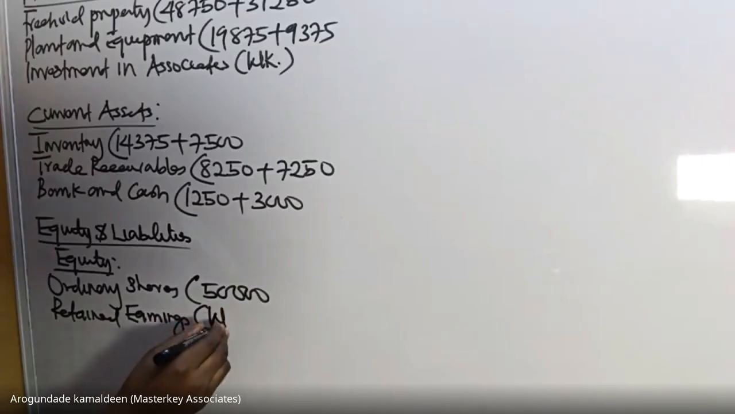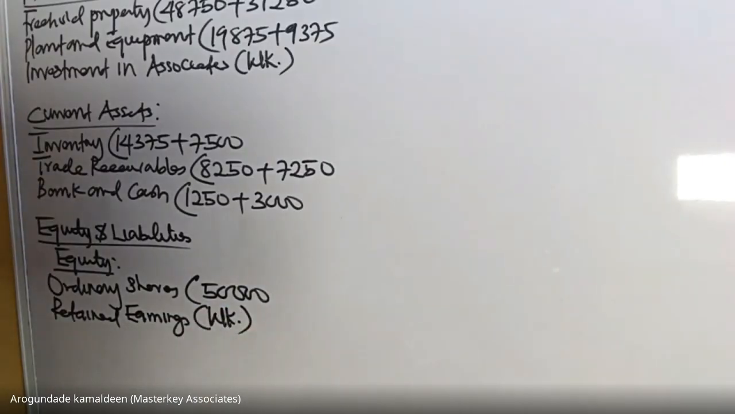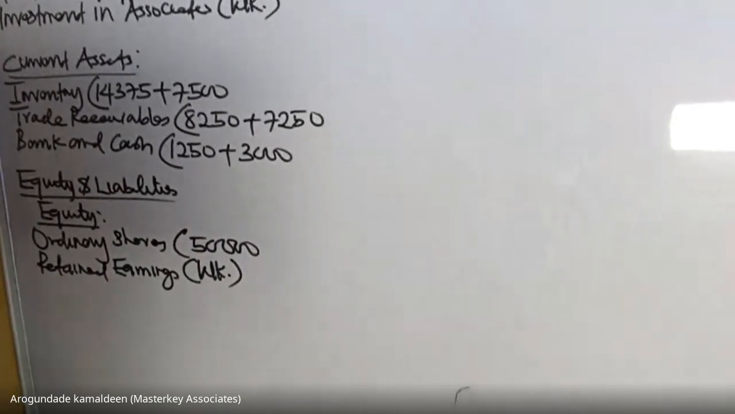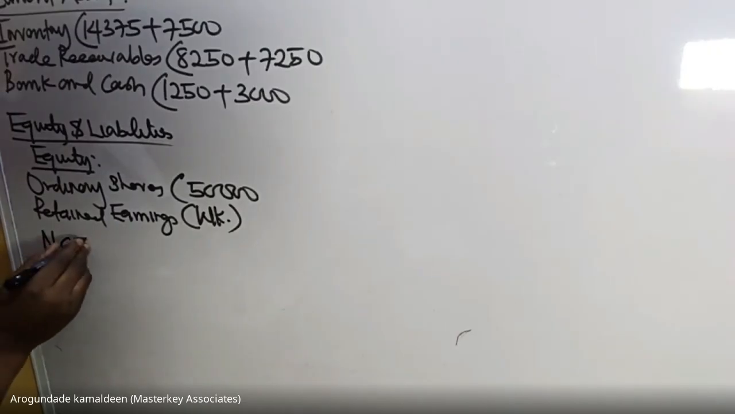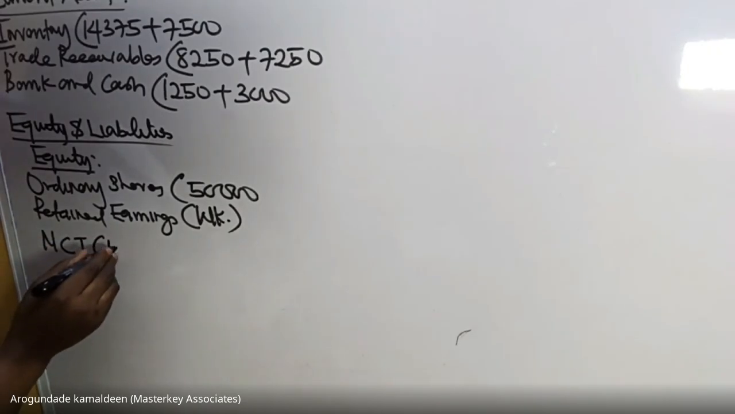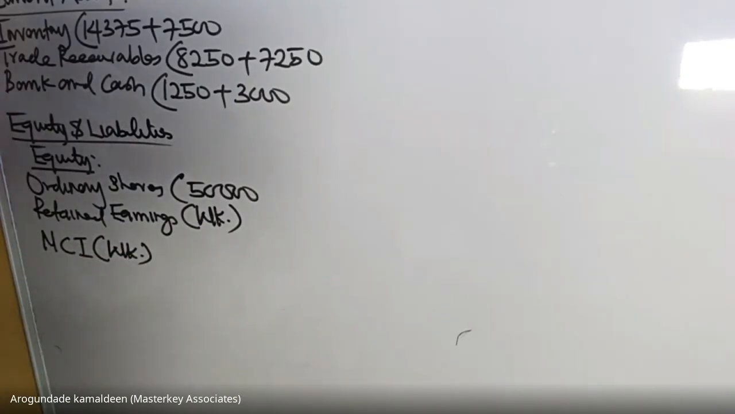Class, remember that the consolidated retained earnings of the parent will always be shown as workings, because one or two items might still come in. Next, non-current. So here you have the NCI. The value for the NCI too will come as workings. All those things you always do for your normal parent company and subsidiary, you do them.